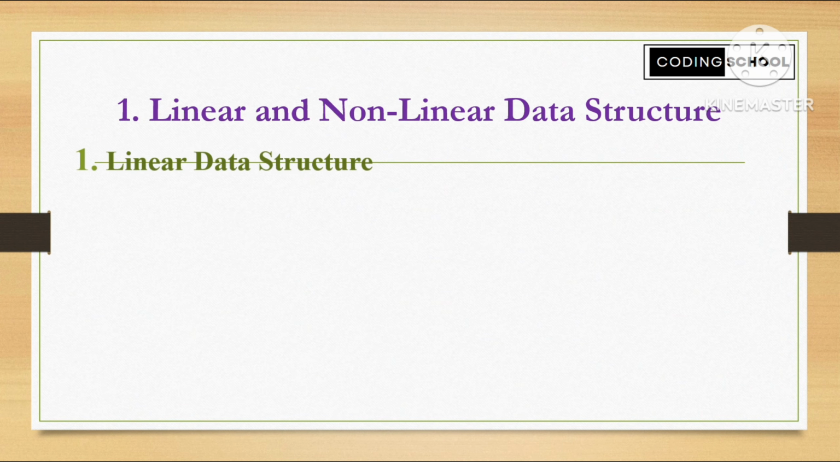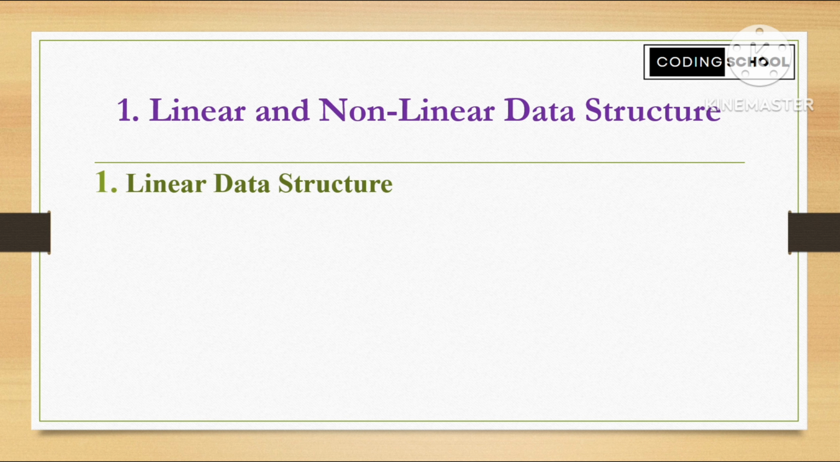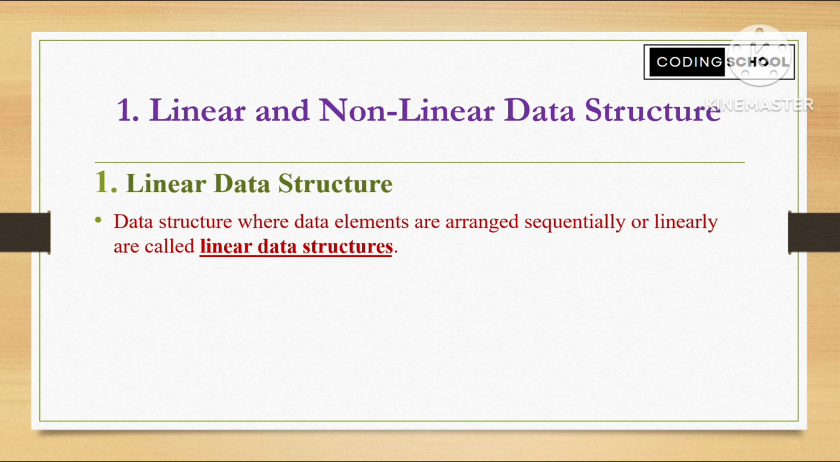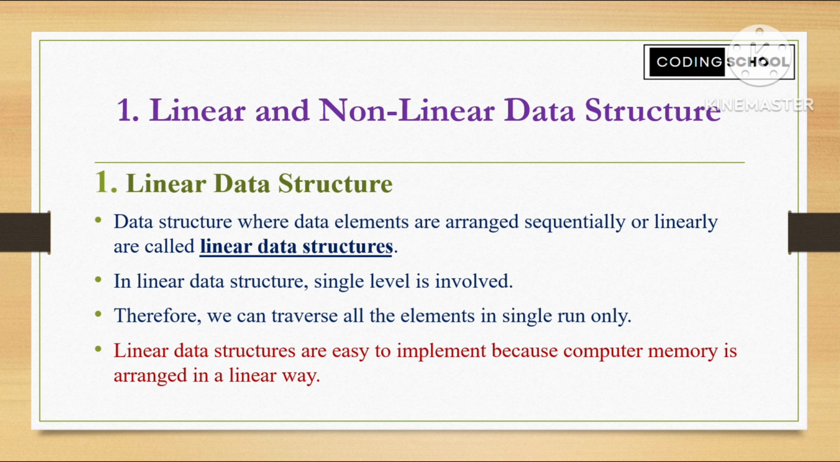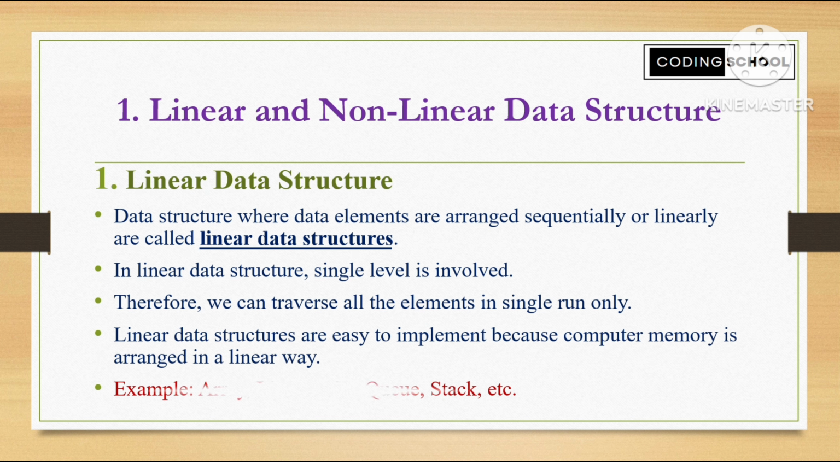Let's understand linear and nonlinear data structure in detail. So linear data structure is a data structure where data elements are arranged sequentially or linearly. In linear data structure, single level is involved. Therefore, we can traverse all the elements in single run only. Linear data structures are easy to implement because computer memory is arranged in a linear way. Examples of linear data structure are array, linked list, queue, stack, etc.